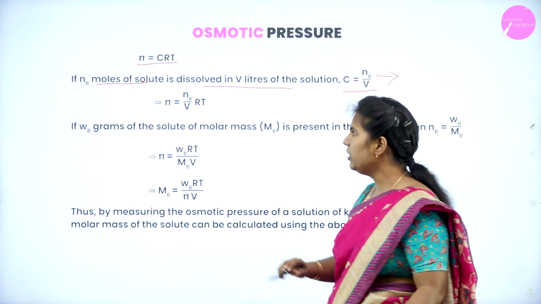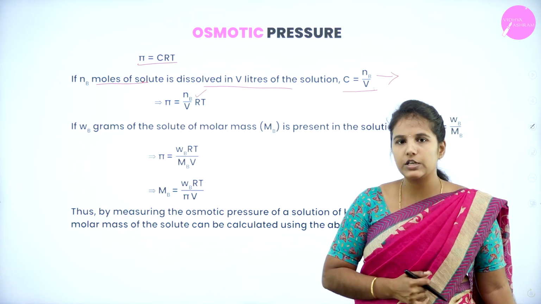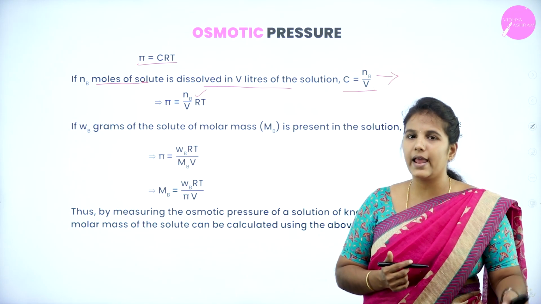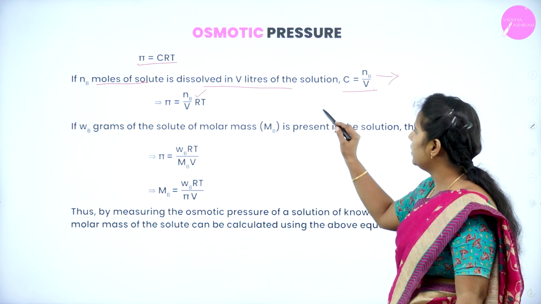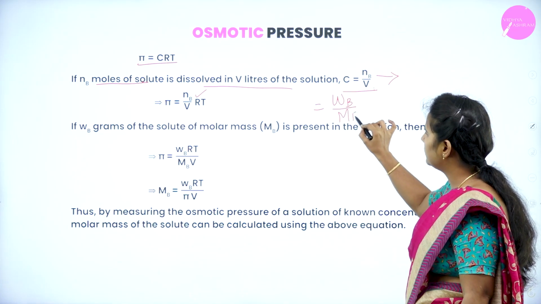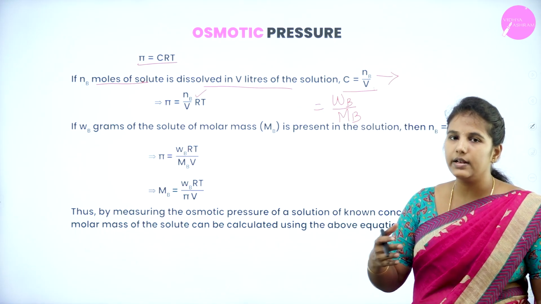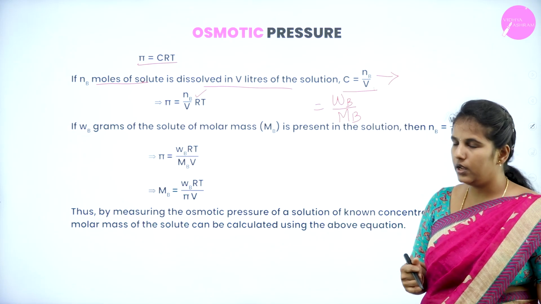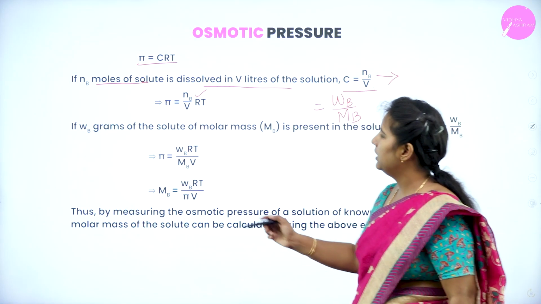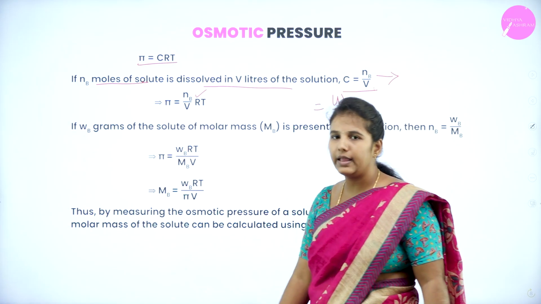Okay? We all know that nB is nothing but the number of moles of solute. From the mole fraction, we also understood how to calculate the number of moles of the solute. It can be obtained by the mass of the solute divided by the molecular mass of the solute, which gives the number of moles of the solute. So I can write nB as WB divided by MB. Instead of that, I'll write directly WB divided by MB into RT divided by V.